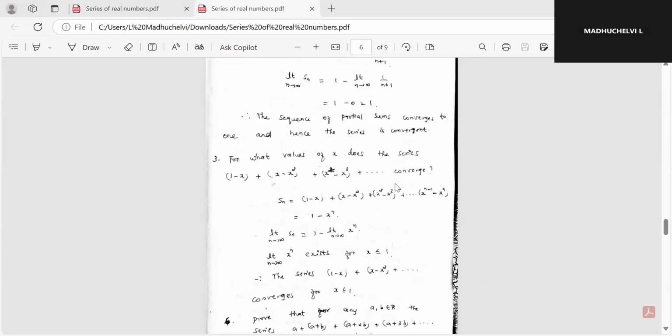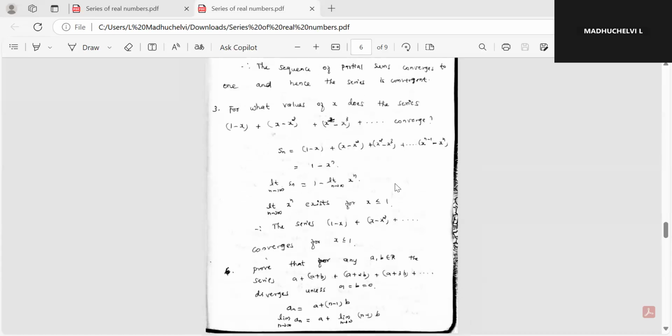The limit as n tends to infinity of x to the power n exists for x less than or equal to 1 only. Therefore, the series 1 minus x minus x squared plus etc. converges if x is less than or equal to 1. So the answer to for what values it converges is: if x is less than or equal to 1, the series is convergent.